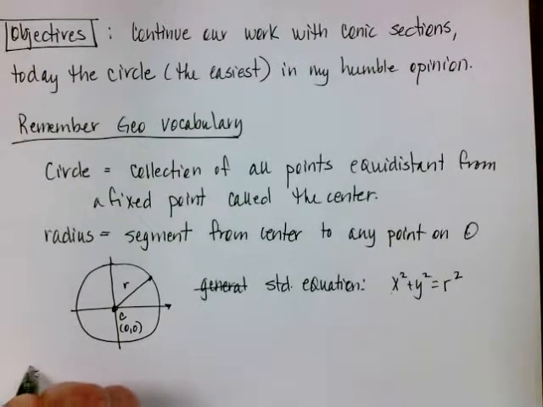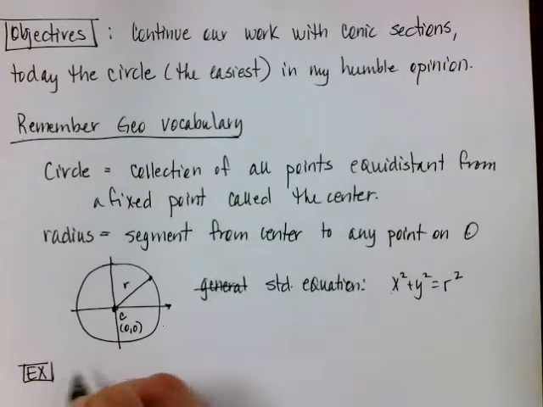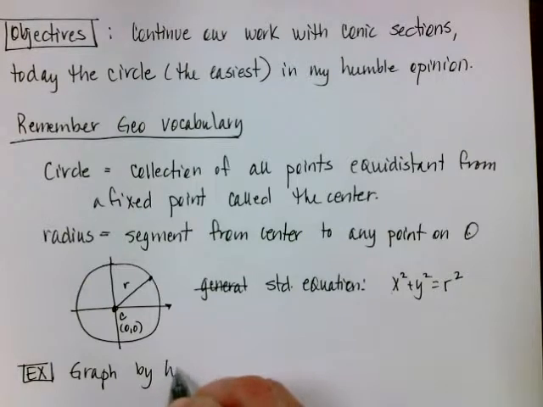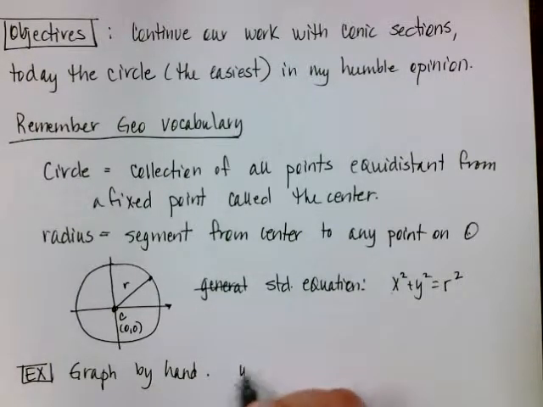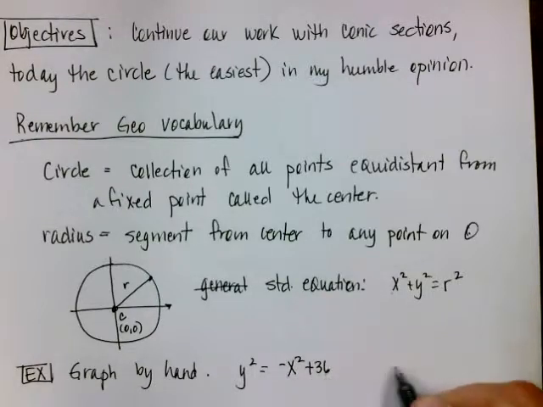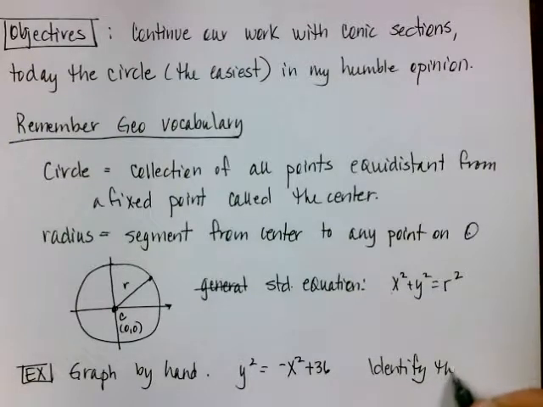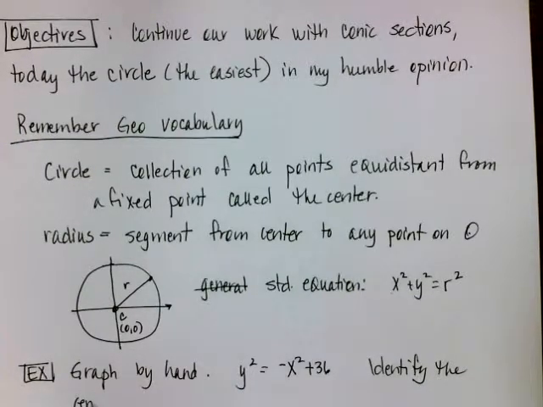All right, so we're just going to jump right in, and we're going to do an example. It says graph by hand. No laughing at my lopsided circles. And you're going to be given y squared is equal to negative x squared plus 36. And then I want you to identify the center and radius.